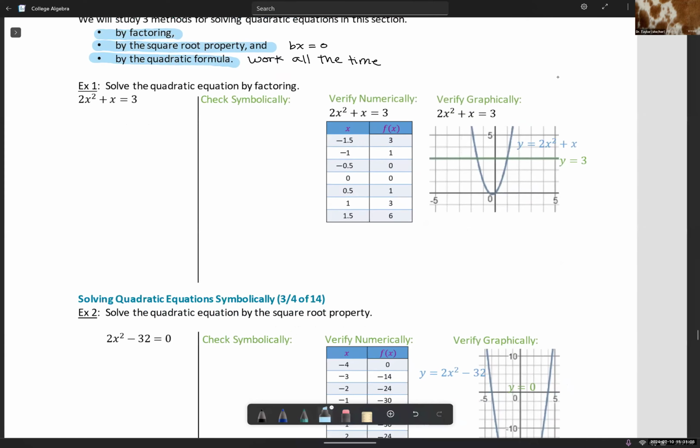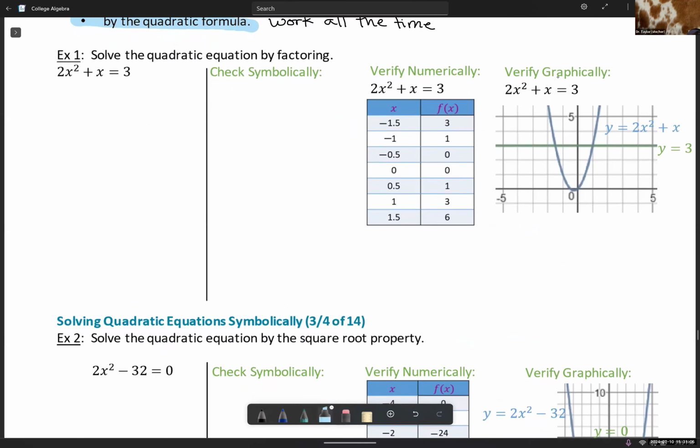So example 1 says, solve the quadratic equation by factoring. The way that I like to do this is I like to set this guy up equal to 0. So the first step is set equal to 0. So 2x squared plus x, that 3 has to come to this other side so that it can equal 0. So subtract 3 and set it equal to 0, just like that.